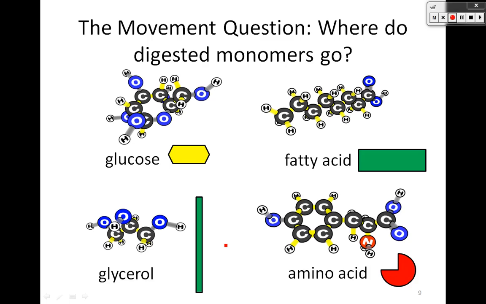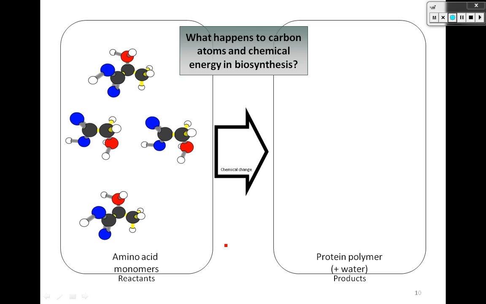And the reason we get little molecules is because big molecules can't get through cell membranes. So in order to get into the cell, we need smaller pieces. And so once we have these digested monomers, where do they go? Well, the answer is they go into the bloodstream, and then they can go through the cell membrane. But then once in the cell, we want our polymers back.